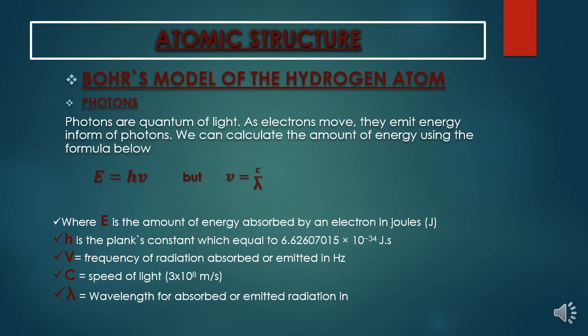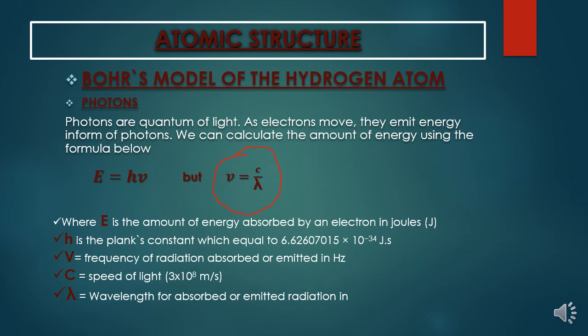The other thing that we are supposed to know is the formula for frequency. In order for us to calculate the frequency, we need to know that the frequency is equal to the speed over the wavelength. This formula comes from speed is equal to the wavelength times the frequency, and we can make the frequency the subject of the formula, giving us this particular formula, which is v is equal to c over the wavelength. v is the frequency, c is the speed of light, and lambda is the wavelength.